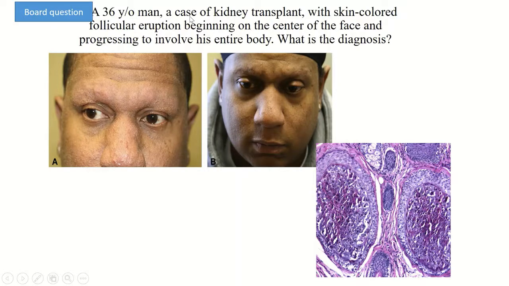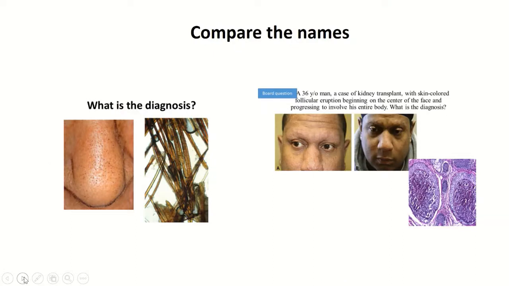A 30-year-old man, a case of kidney transplant, with multiple skin-colored follicular eruptions beginning on the center of face and progressing to involve his entire body. What's the diagnosis? The diagnosis of this case is trichodysplasia spinulosa, a condition caused by polyomavirus in immunocompromised patients. Compare the name of the two conditions. Trichostasis spinulosa, trichodysplasia spinulosa. Both of them have spinulosa.